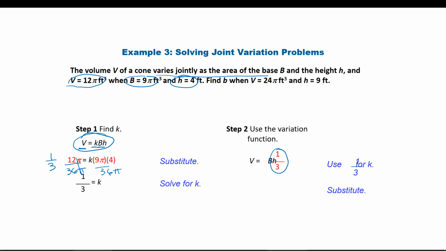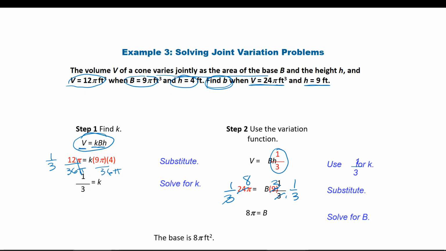Next, we're going to substitute. Now, they told us what the new volume is and the new height, but we have to solve for b this time. So we already know our k. We're going to substitute in for our volume and our height. Multiply these together. 1/3 of 9 is 3, and then divide both sides by 3. So we see that when we solve for b, we get 8 pi equals b. So that tells us that the base is 8 pi feet squared.